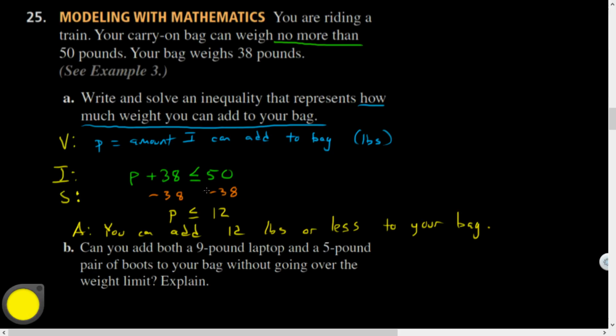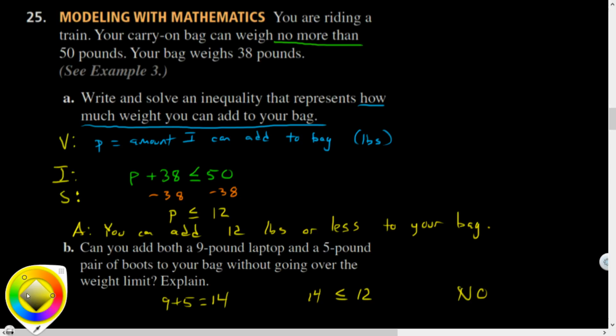And now they ask the side question. Can you add both a 9-pound laptop and a 5-pound pair of boots to your bag without going over the weight limit? Yeah, 9 plus 5 equals 14. And 14 is not less than or equal to 12. So no, I'm going to put my not less than or equal with a red slash through it.